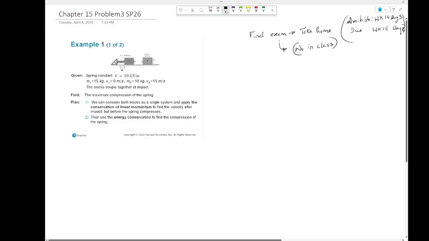The syllabus for the final exam is chapter 15 and 16. We are dealing with chapter 15 now. I have chapter 16 as well, but not that much that we're going to cover. In chapter 15, we are covering momentum and impact. You have seen it already. And exam 3 was chapter 14, right? The energy.